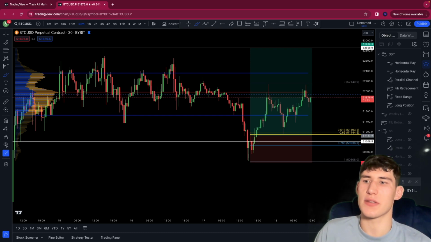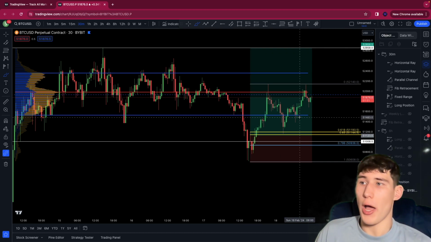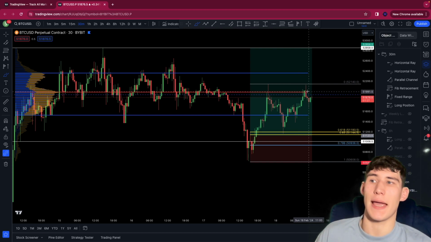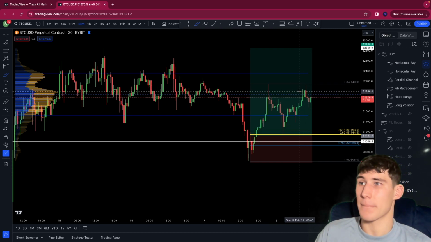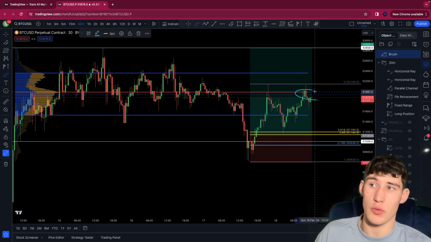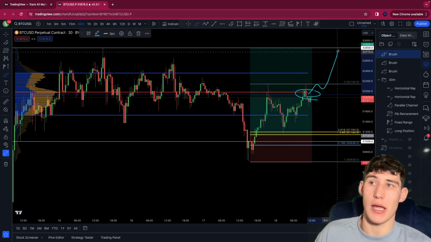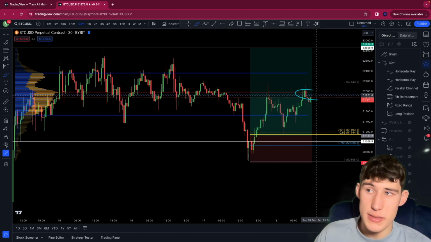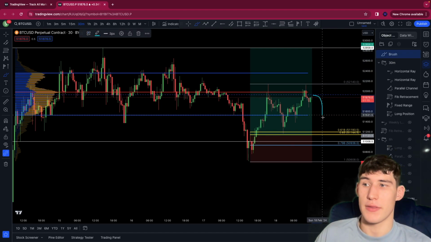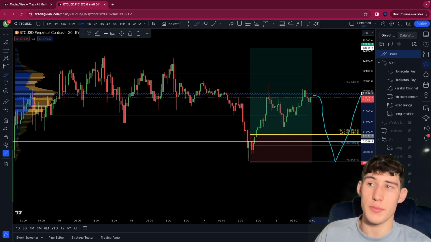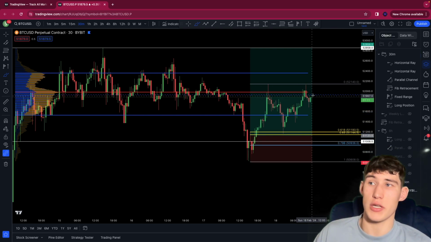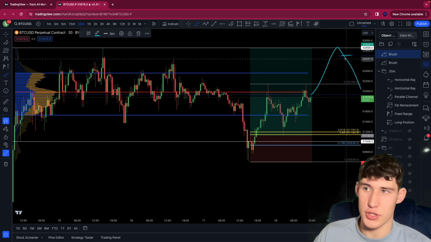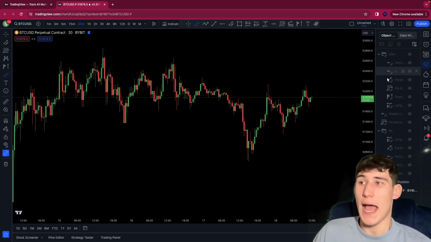So this is my thesis on the market as of right now. I am looking for higher prices if we can break above the mid-range and the POC of this range that we are in. If we can break above this, then I am targeting 52,858. If we can't, then I am targeting the new low of the range where we could possibly look for a long, and vice versa. If we're coming up to the range high, we can look for a nice short position. So that is my plan for Bitcoin as of right now.